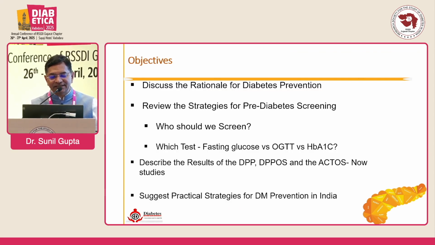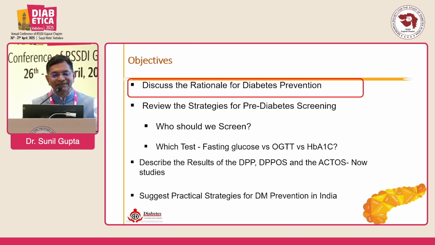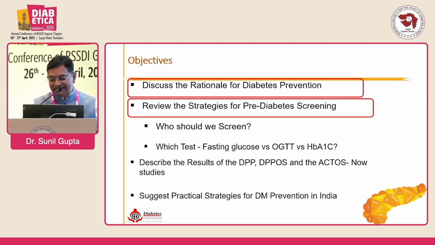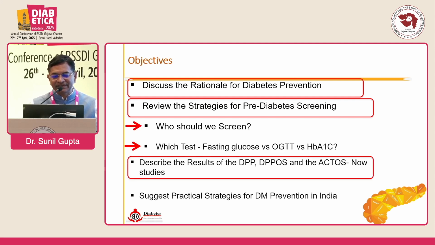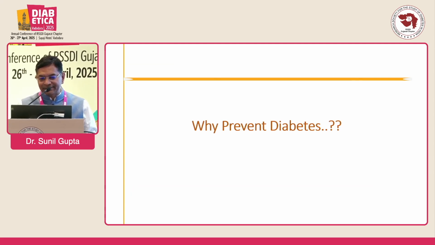We'll have a discussion on the rationales of diabetes prevention. Why do we need prevention? Some strategies to see how we screen pre-diabetes, who should be screened, and which test should be done. I'll describe the results of the DPP, Diabetes Prevention Program, outcome studies and ACTOS, and some practical tips.